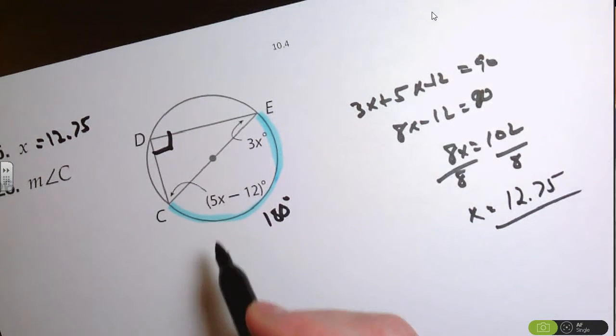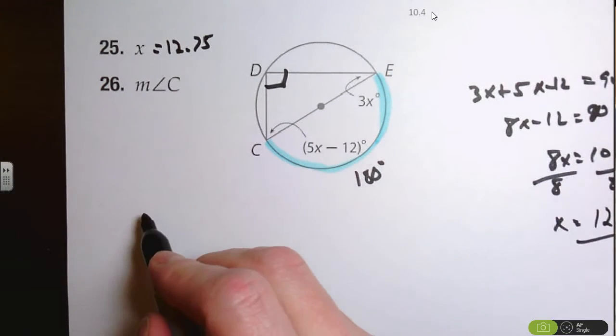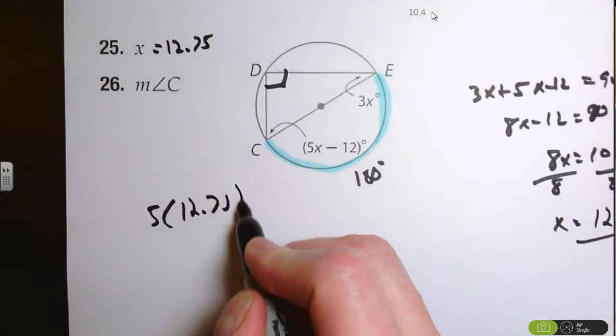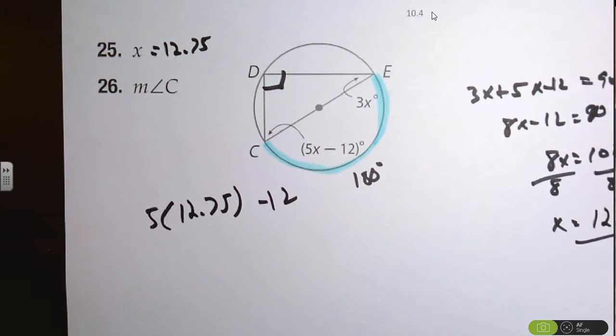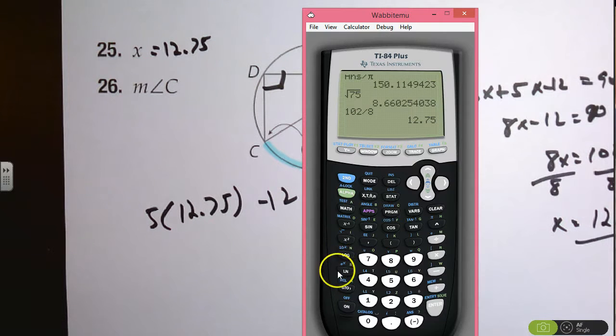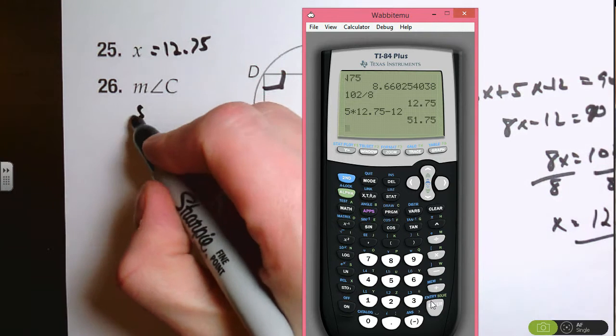And then another measure of angle C, well, that's just 5 times 12.75 minus 12. So I will do that real quick. 5 times 12.75 minus 12. So 51.75.